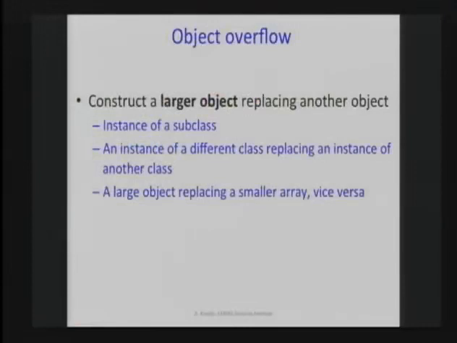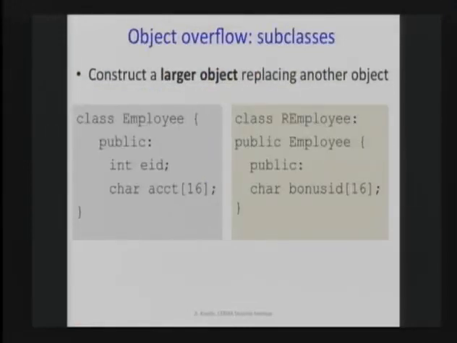And the program allows that. So let's look at two classes. One is an employee class, another is a regular employee class. The employee class contains two fields, EID, the employee ID, and a character array account of 16 elements. The other class, regular employee, is inherited from the employee class, and it has an extra field called bonus ID, an array of 16 characters. That means the regular employee has all the members that employee has. Regular employees are eligible for bonuses and normal employees are not.